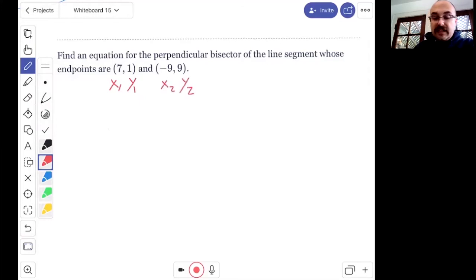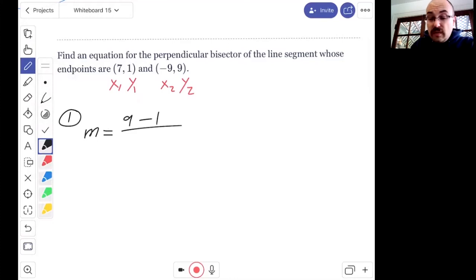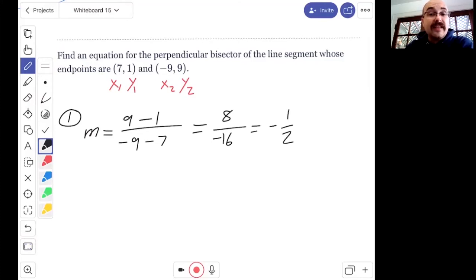All right, now let's dive in. First step, we need the slope of this segment. Slope is equal to y2, 9, minus y1, that's a 1, over x2, -9, minus x1, 7. Woo, tripped over my words there. Let's go ahead and simplify this. 9 minus 1 on top, that's 8. On the bottom, negative 9 minus 7, that's negative 16. That fraction reduces to negative 1/2. All right, there's the slope of the segment. Leave that there for a minute.